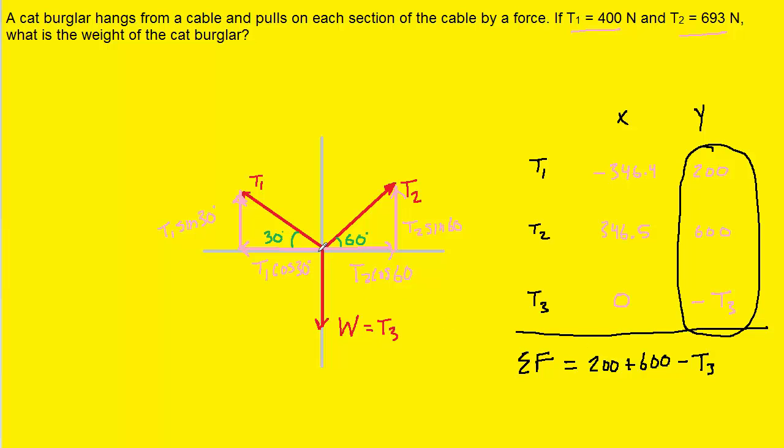And since the Cat Burglar is not moving, that means the sum of the forces must equal 0. That's basically an aspect of Newton's second law. We can add T3 over to the right-hand side so that we can see that T3 is simply the sum of 200 and 600. So indeed, T3 is going to be 800 newtons. This turns out to be the weight of the Cat Burglar.